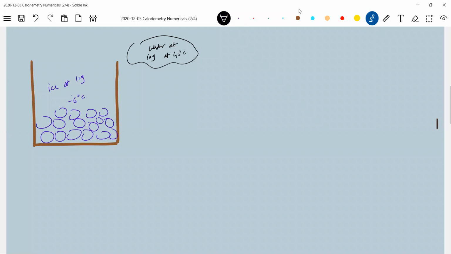60 gram of water at 50 degrees Celsius is added. Water equivalent of calorimeter is 5 gram. What will be the final temperature of this one? Okay, work it out now.